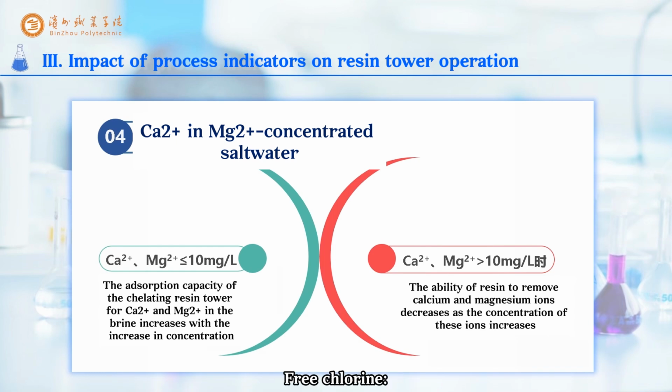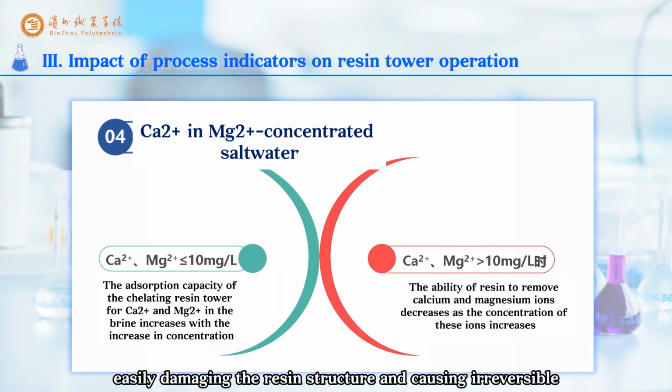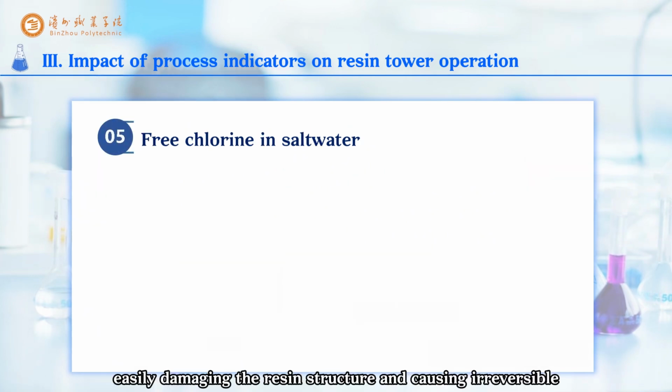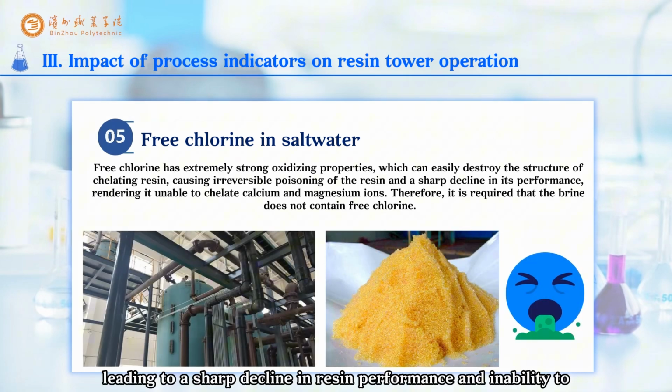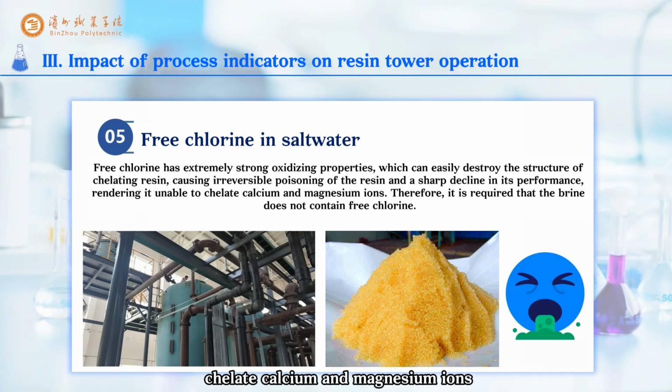Free chlorine has extremely strong oxidizing properties, easily damaging the resin structure and causing irreversible poisoning, leading to a sharp decline in resin performance and inability to chelate calcium and magnesium ions. Control requirement: no free chlorine in brine.